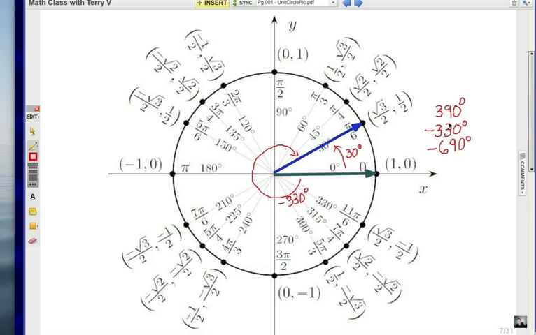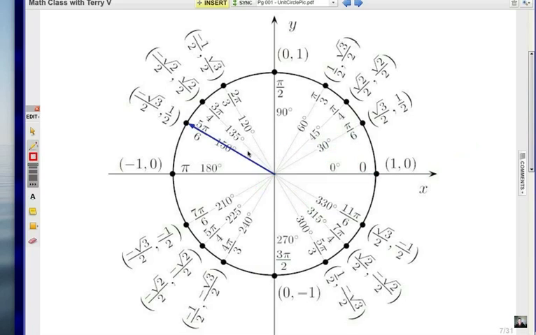So it just depends on how many spins you want to put into the angle, or whether you go in a clockwise direction or a counterclockwise direction. Counterclockwise angles are positive, clockwise angles are negative. All right, so let's look at one more example before we see some problem sets.